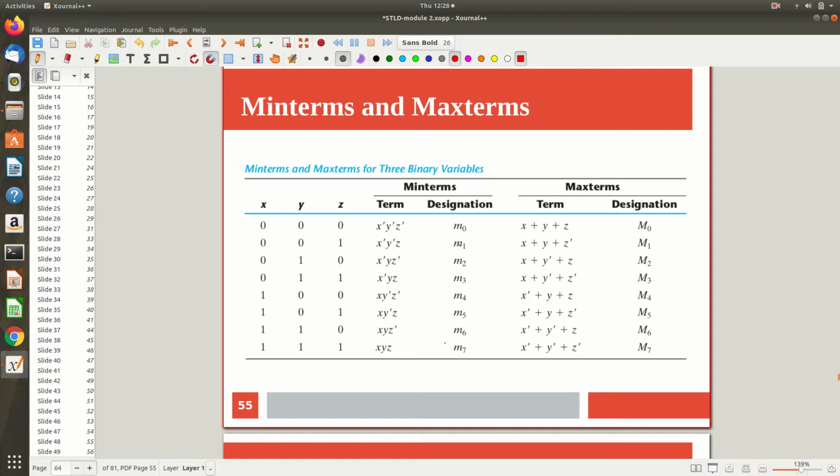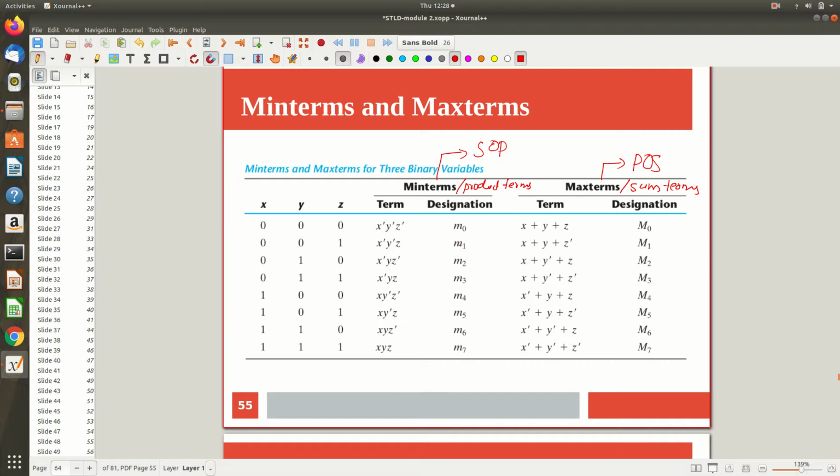Now, let me introduce the max term. The min term is something we saw so far. This min term is for the canonical sum of product expression. Where we use the max term is for the second notation, that is product of sum. The sum terms are otherwise called max terms. So max terms are nothing but the sum terms. Similarly, in sum of product, the product terms are otherwise called min terms, right?